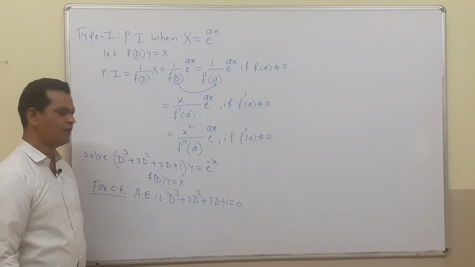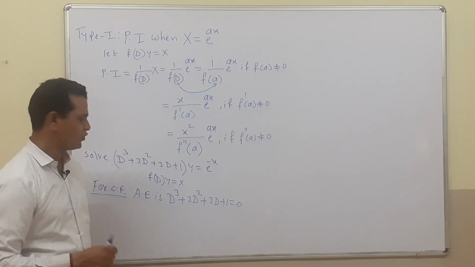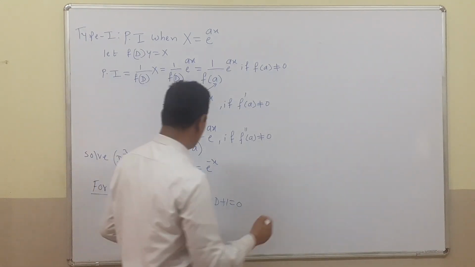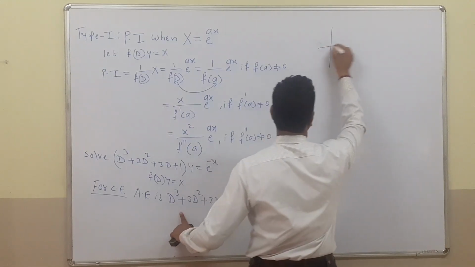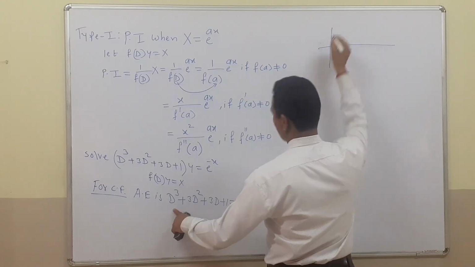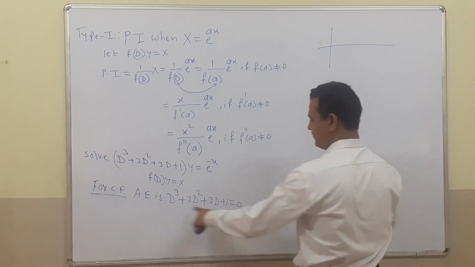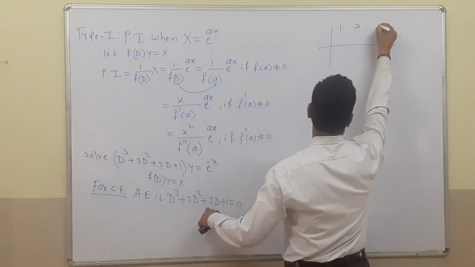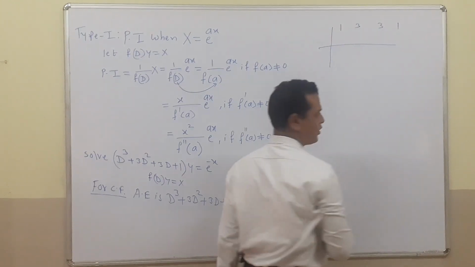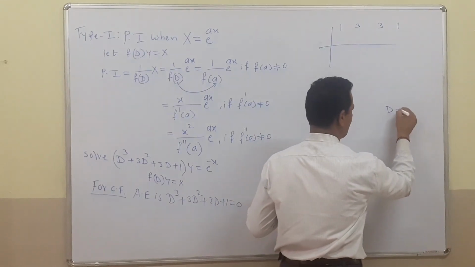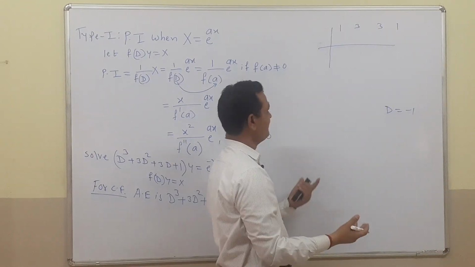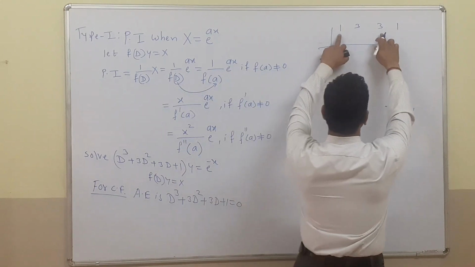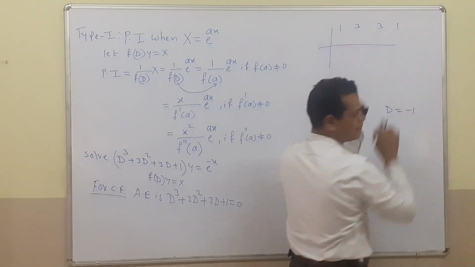This is a cubic equation. To find the roots of this equation, use the synthetic division method. According to the synthetic division method, the coefficients, already in decreasing power of D, are 1, 3, 3 and 1. D is equal to minus 1 is a factor when the sums of alternate coefficients are equal. The sum of alternate coefficients is 1 plus 3, 4, and again 3 plus 1, 4.